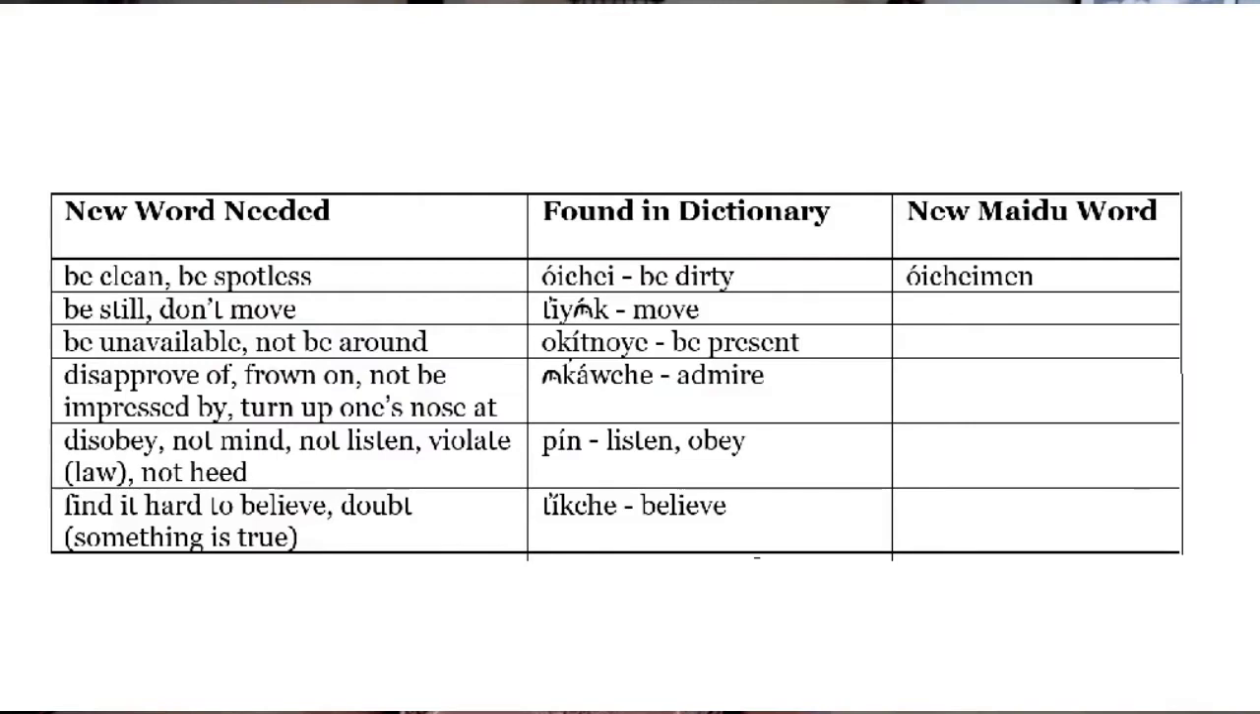Hukes means be smart or wise. Hukes men means be foolish or stupid. Kuidak means to like someone. Kuidak men means not like, dislike someone. So let's invent some new words by adding men, not, to a verb which is already in the dictionary. The first one's done for you.